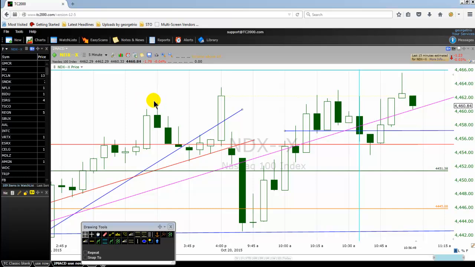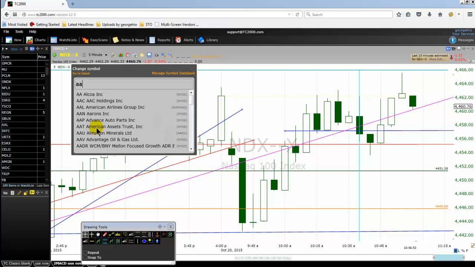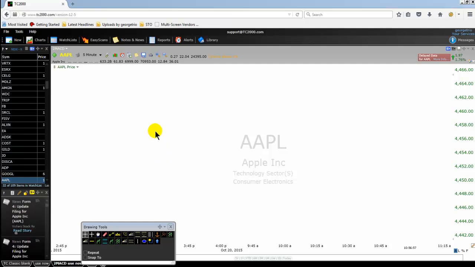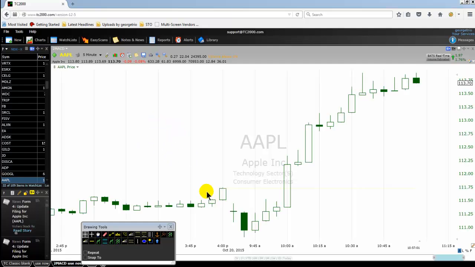What I'm going to do quickly, my friend, we're going to look at Apple stock, because Apple stock is a market leader for the Nasdaq 100. I want to see what the market leaders are doing. So you can see that Apple stock was going up. That is why the Nasdaq 100 also was benefiting from the progression of the Apple stock.